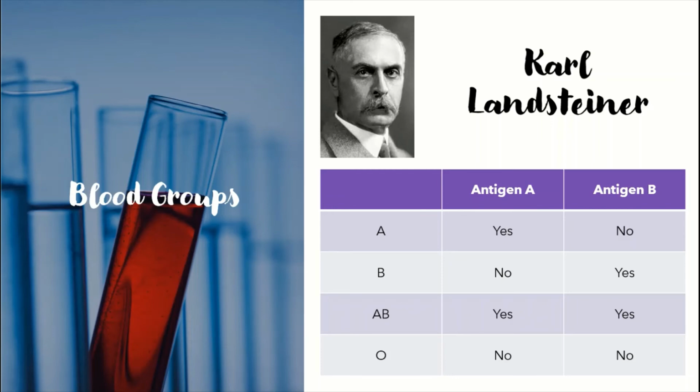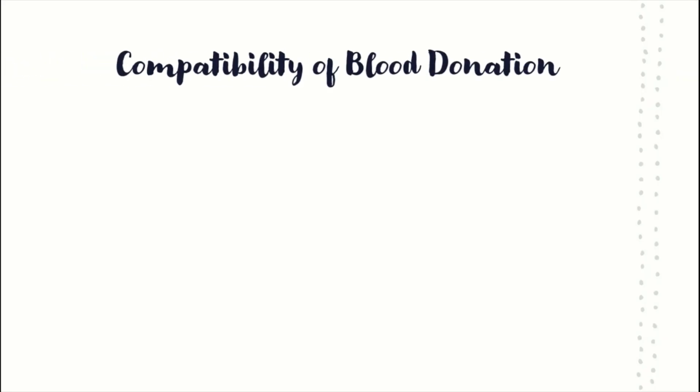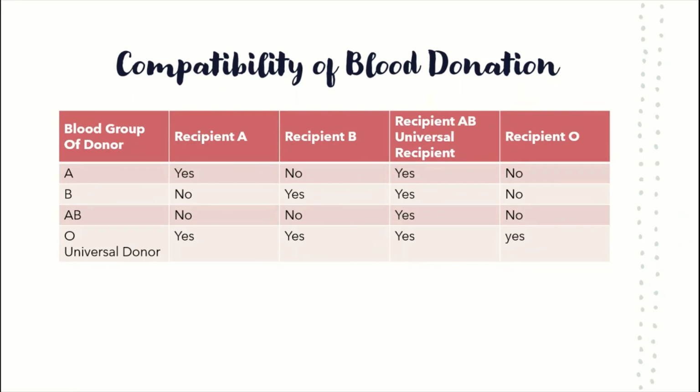Now let's see the compatibility of blood donation. So only certain types of people with certain types of blood group can donate to a certain type of person. So let's see what is the compatibility. The blood of A group can be given to a person with A and AB group. The blood of B group can be given to a person with B and AB group. The blood of AB group can only be given to a person with AB blood group. But a person with AB type of blood can receive blood from all other types.